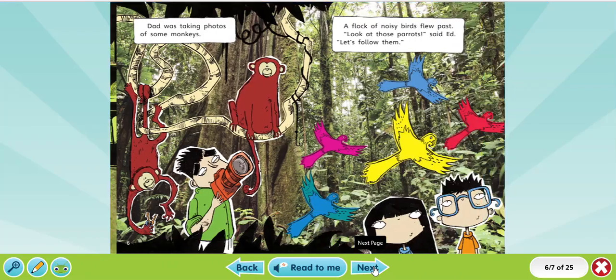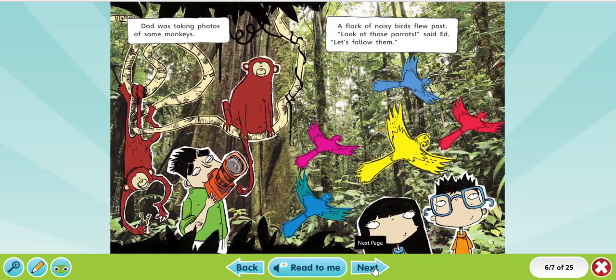Let's go to the next page. Dad was taking photos of some monkeys. A flock of noisy birds flew past. Look at those parrots, said Ed. Let's follow them. So Ed and Lynn decide to follow the birds while Dad is taking pictures. Now, on page 6, a monkey has taken something from Dad's pocket. What does the monkey have? Yes, the monkey has taken some keys from Dad's pocket. Let's go to the next page.